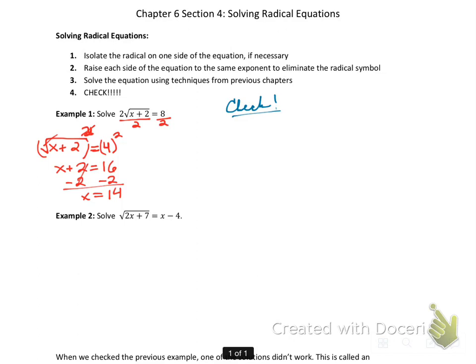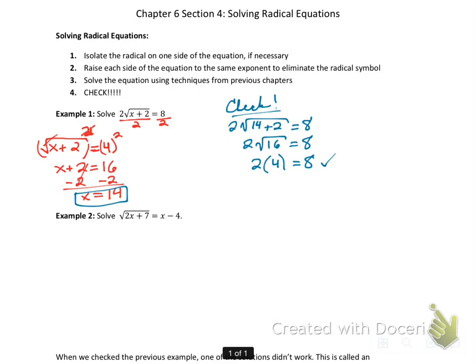We have to plug it back in and check and make sure that the left side equals the right. So we're saying that 2 times the square root of 14 plus 2 should equal 8. Well, 14 plus 2 is 16, so the square root of 16 should equal 4, and 2 times 4 equals 8. Yes, it does. So we can go back over here and circle our answer.